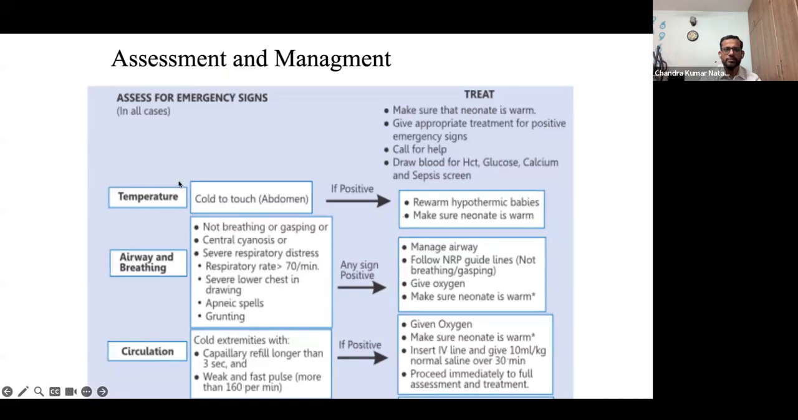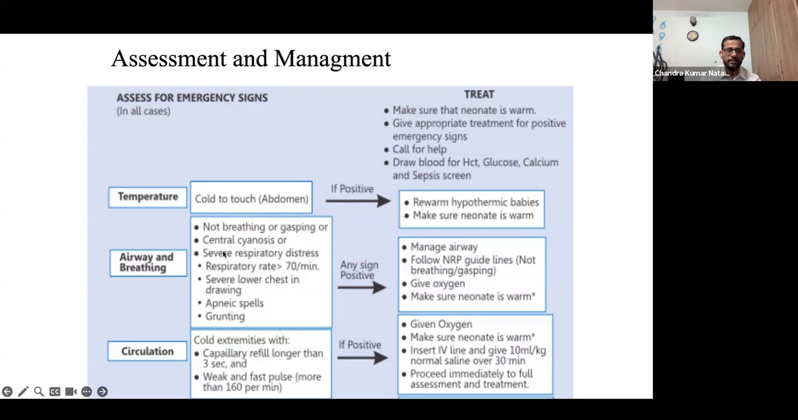summarizes the common conditions with which babies can present. And when we are facing babies with emergency signs, we need to start appropriate treatment. Okay. So we should make sure that the neonate is warm. We need to receive the baby under the warmer, give appropriate treatment for positive emergency signs, call for help, draw blood for hematocrit, glucose, calcium, and sepsis screen. Okay. If the baby is cold to touch, even the abdomen feels cold, if it is positive, then you have to rewarm the baby. Okay. Make sure the neonate is warm.